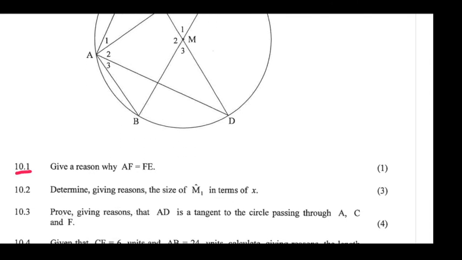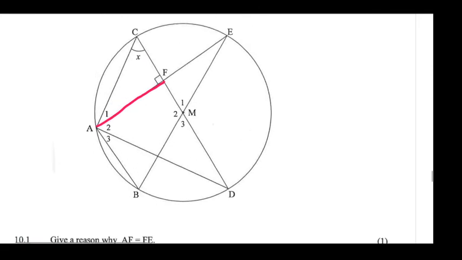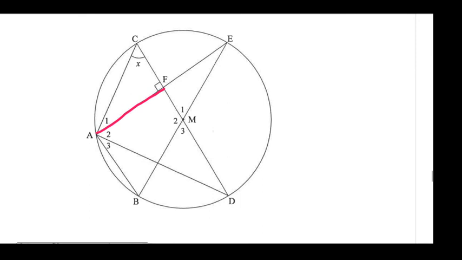10.1 says give reasons why AF is equal to FE. So what is that? Let's see. AF, let me just underline that. I think it's this one, right? Yes. And then FE, I'm just going to use a different color. So we are asked to identify why these sides are equal, right? Why these two sides are equal.